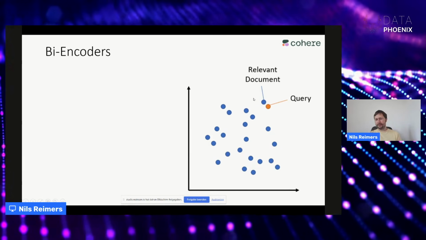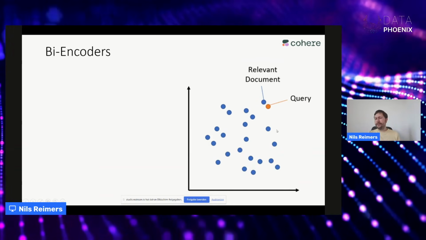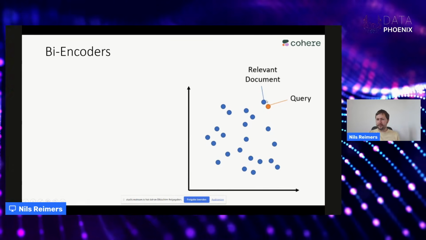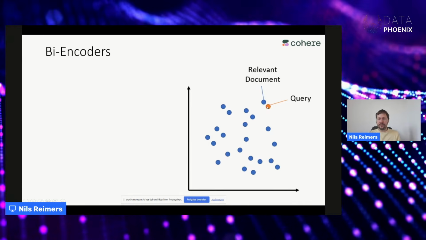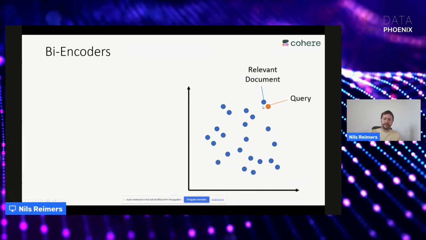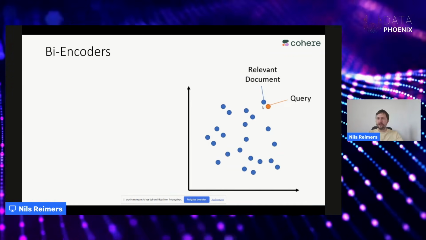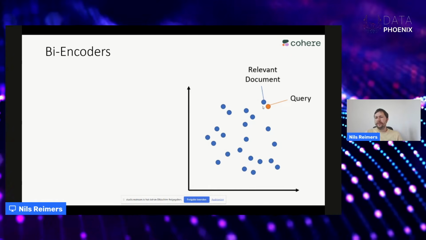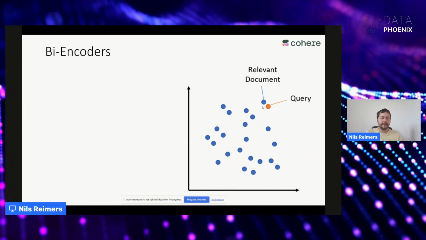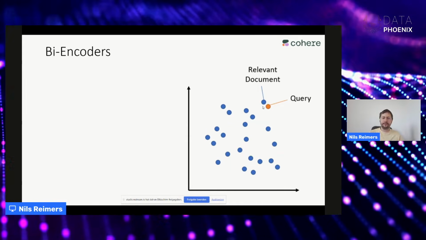And then you ask the vector database, please give me the top 10 closest points here. So it will return these points because they are really, really close to the query. And these are the results you show. If the embedding model is good, these will be the relevant documents that answer your query.